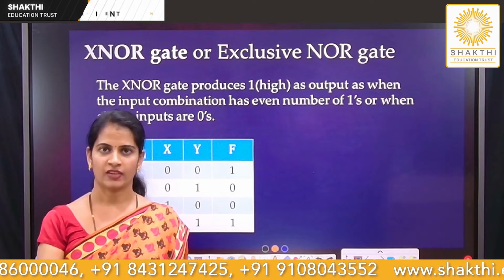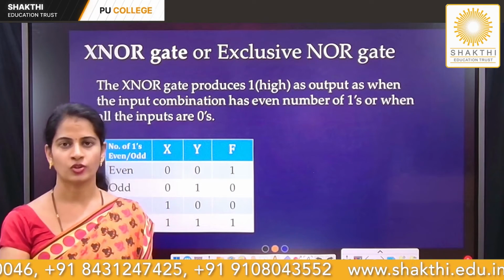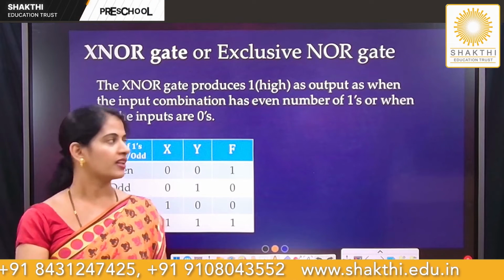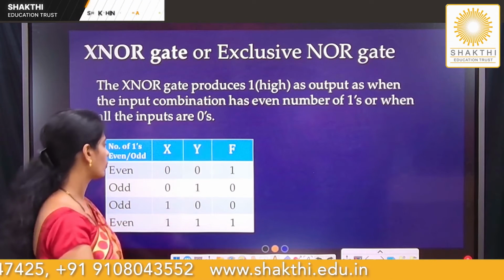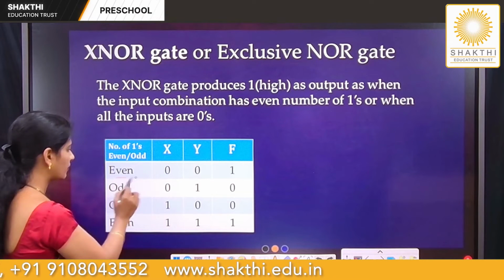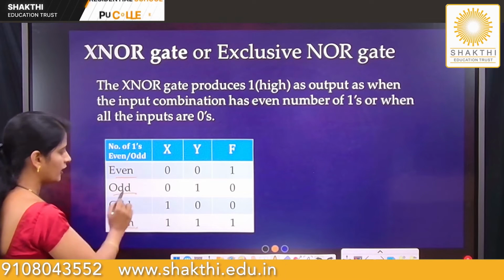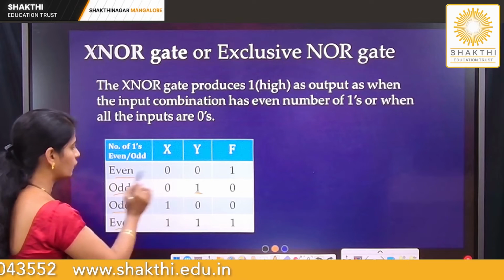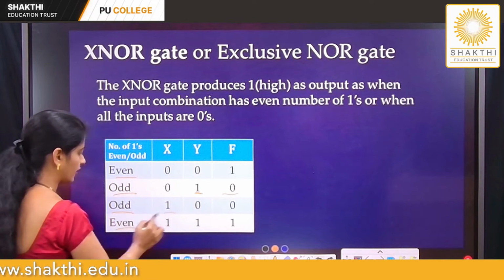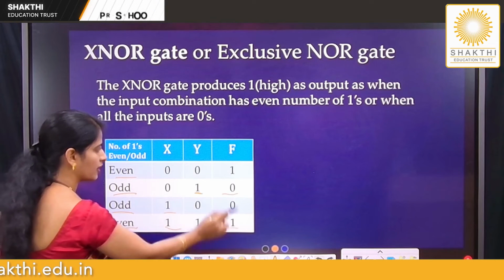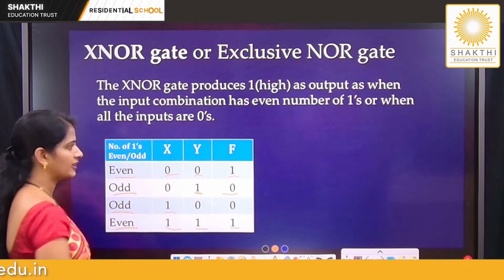So the next gate we have is the XNOR gate. Like other gates, it takes 2 or more input signals and produces 1 output signal. Here you can see even and odd. If you have an odd number of ones in the input signals, the output produced is 0. And if you have an even number of ones, the output produced is 1 in this gate.